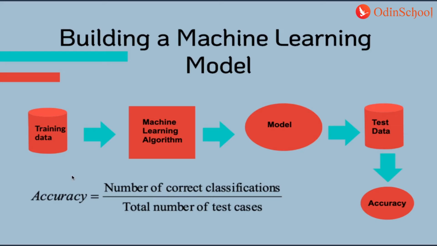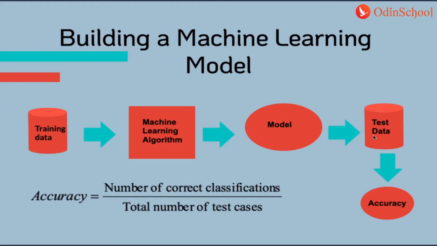So how does the model get built? As I told you earlier, we split the data into portions. The majority, around 70 to 80% of the data, we take as our training data. On that training data set, we use a machine learning algorithm and finally build the model. In the model you will see different statistical values. Once your model is ready, you validate it using the test data.